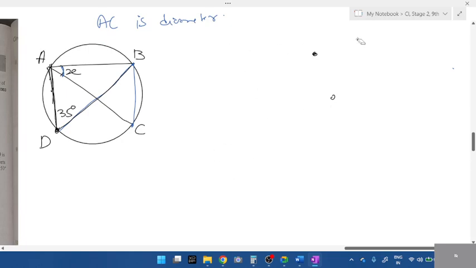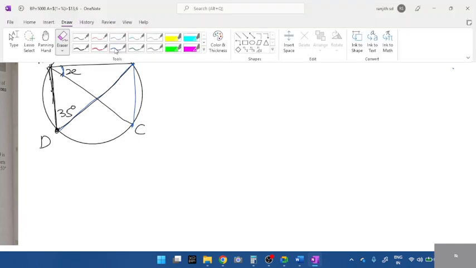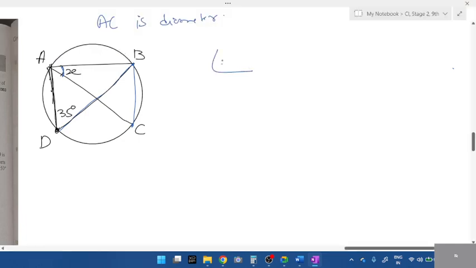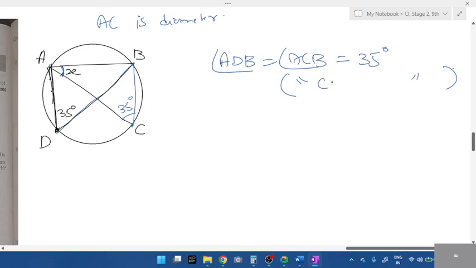Is it clear? All of you understood? Response, students. Let me write angle ADB is equal to angle ACB, that is equal to 35 degrees. We got this as 35. Angles formed on the same segment are equal. The statement is angles formed on the same segment are equal. Or I taught it like this: circumference angle is equal to circumference angle concept. Next.